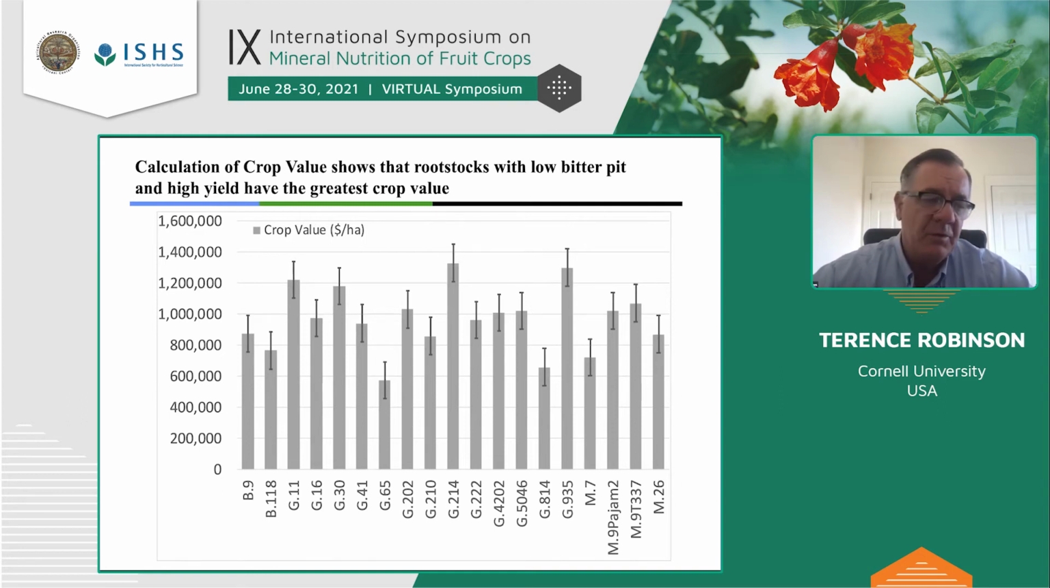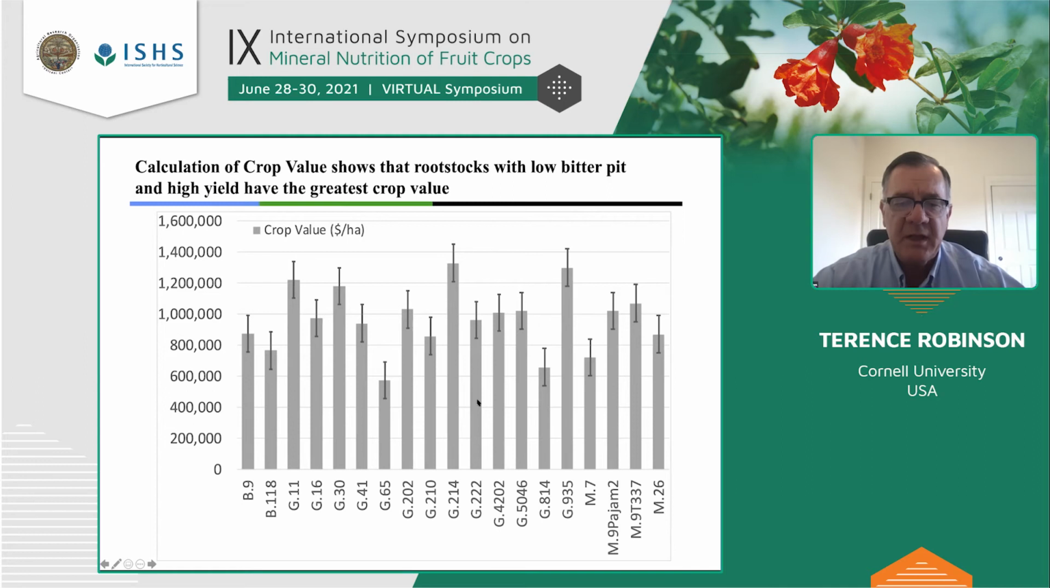When divided by 14 years, it is $30,000 or $40,000 a year per hectare, an increased crop value simply from the rootstock choice. Hence, rootstock choice at the time of planting has very large economic consequences, both in the percent bitter pit, but also in the total yield of bitter pit free fruit.